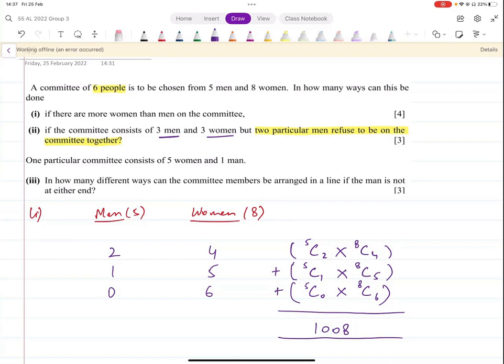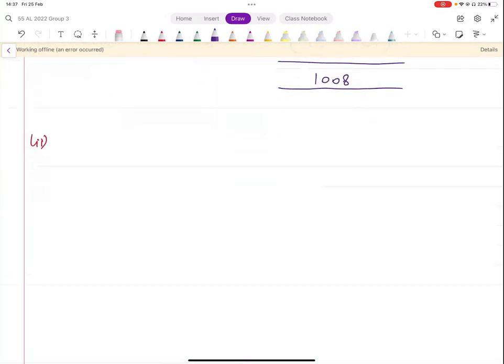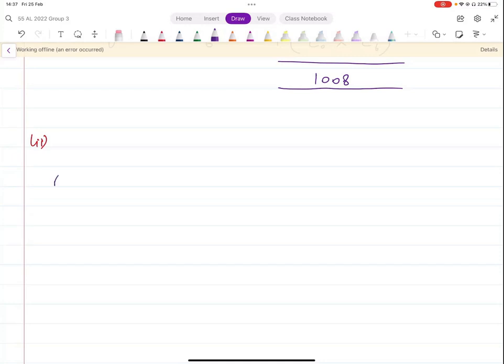Achha, let's call these two particular men A and B. The three possible cases that would satisfy our criteria would be that you have A in the committee, but B not in the committee. Another possibility could be A is not in the committee and B is in the committee. And another possibility is that both of them are not part of the committee. So you've got these three cases.